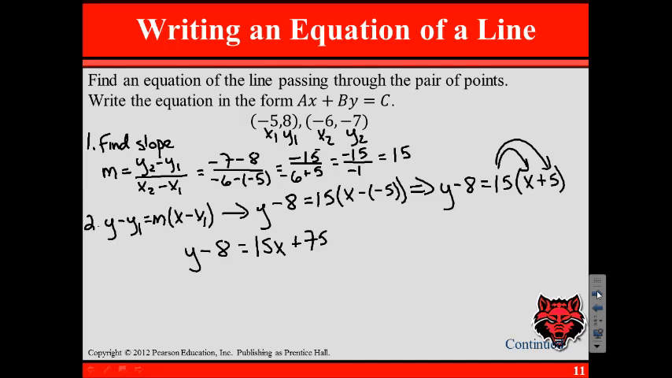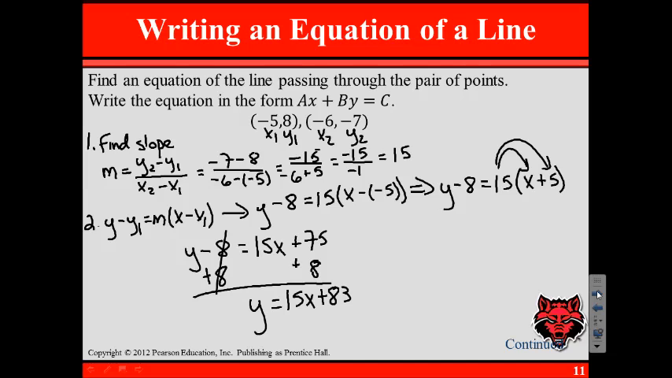We continue to get all of our numbers on the right-hand side, which will be true no matter what form we are asked for, whether it be standard form or slope-intercept form. So the opposite 8's cancel. We have y equals 15x plus 83.